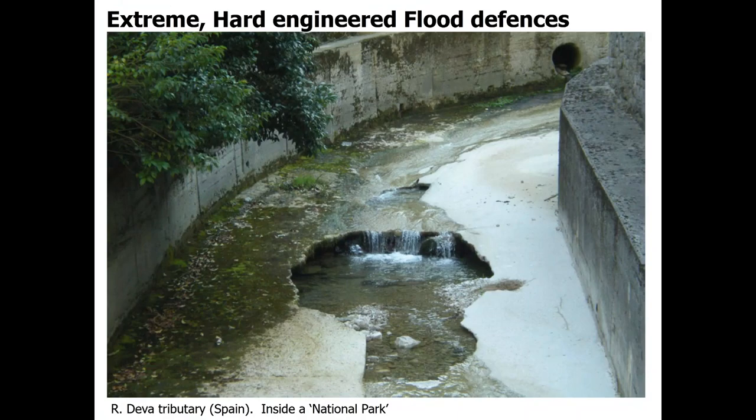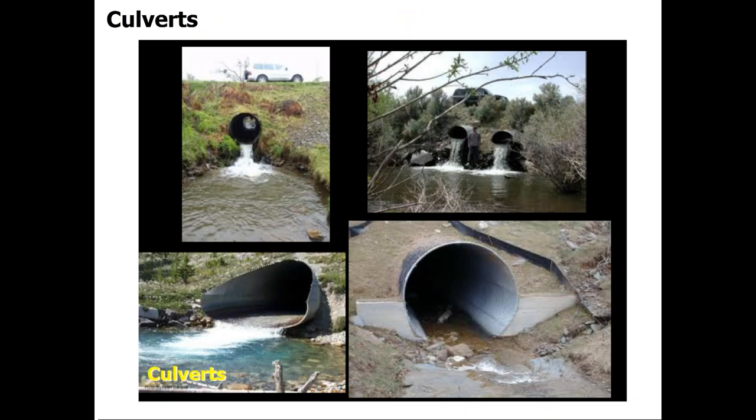This is in Spain, in Picos de Europa, where the hard-engineered flood defense approach has gone to extremes, where they have actually cemented even the bottom of the stream. Of course, it's impossible for fish, regardless of flow, to overcome this sort of structure. We also have increasingly culverts, which engineers see as a cheap substitute for low bridges, and they are everywhere. Their number is increasing exponentially. The problem is that we have very limited information on where they are or how many there are, because they are not normally surveyed in barrier inventories.